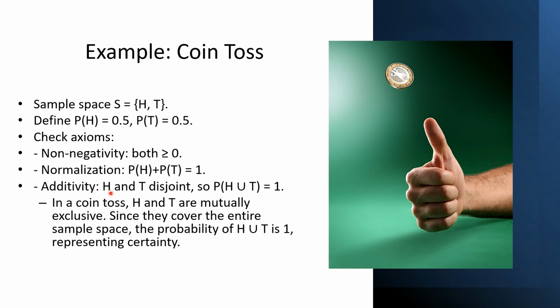Now, the additive property: the head and the tail are disjoint, meaning they're mutually exclusive, and they can't occur together. You can't get a head and a tail in the same coin flip. So the probability of a head union tail is equal to 1. In a coin toss, heads and tails are mutually exclusive. Since they cover the entire sample space, the probability of head union tail is 1, representing a certainty.